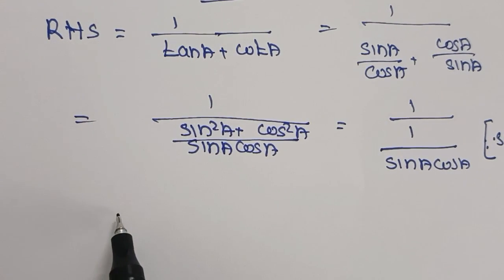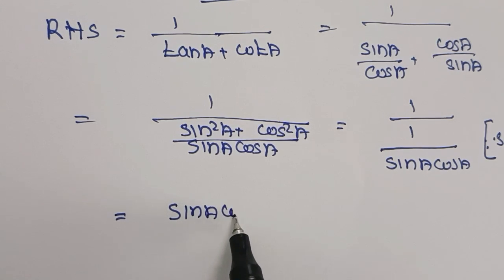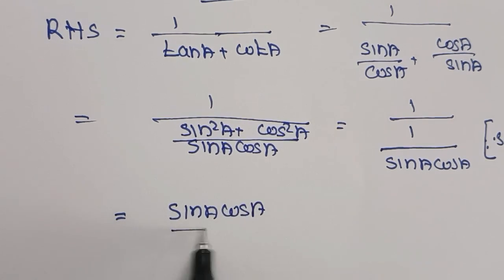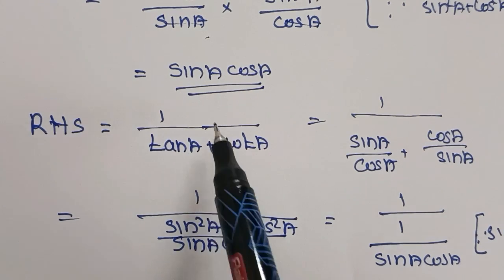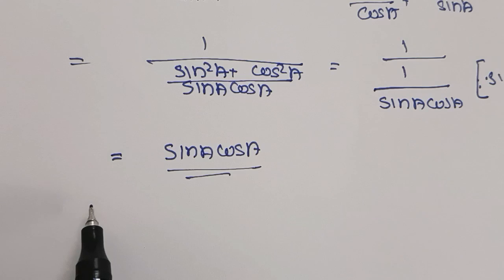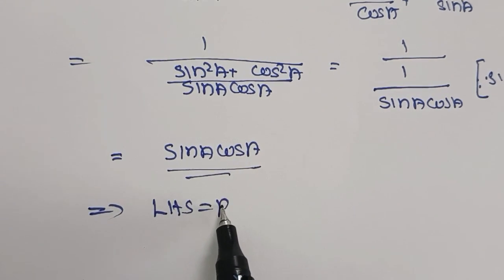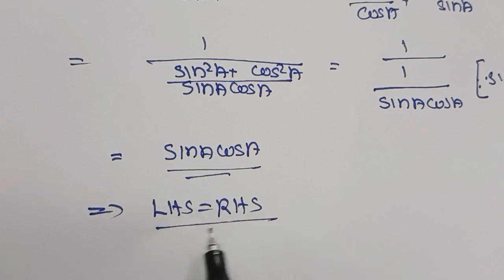Now take the reciprocal. When you take the reciprocal, you get sin A into cos A. LHS also we proved that it is equal to sin A into cos A. RHS equals sin A into cos A. From that we get LHS equal to RHS. Therefore we proved the identity.